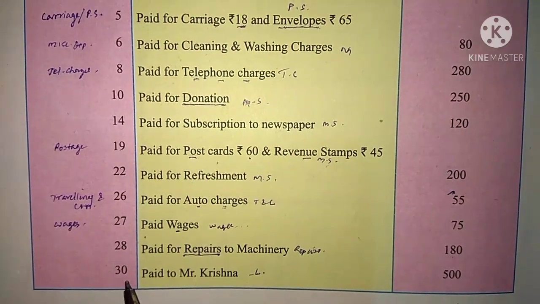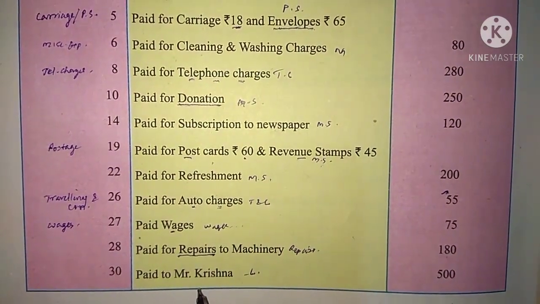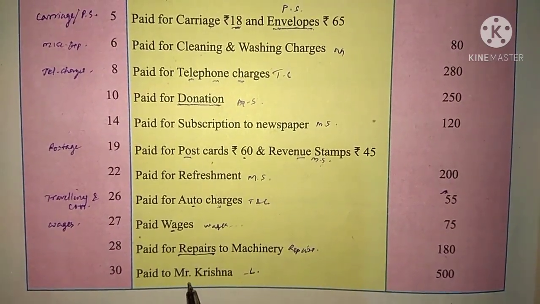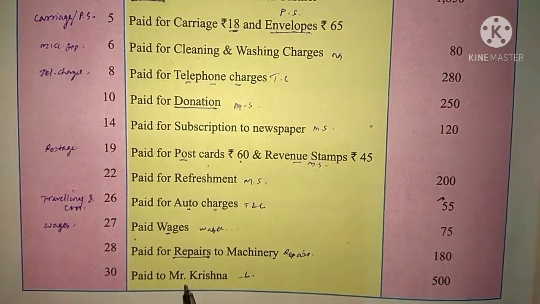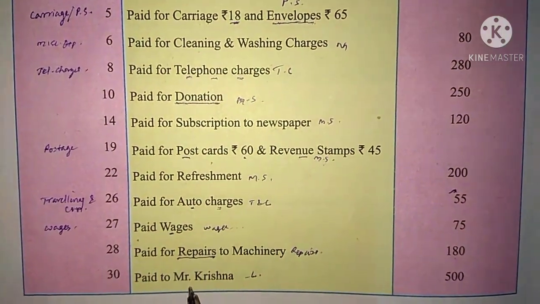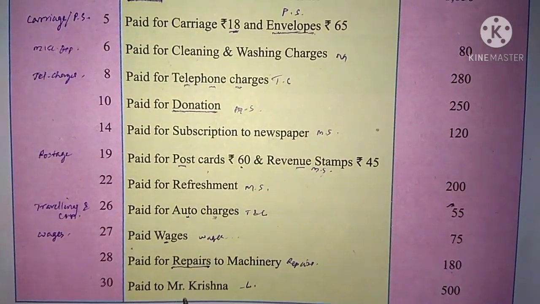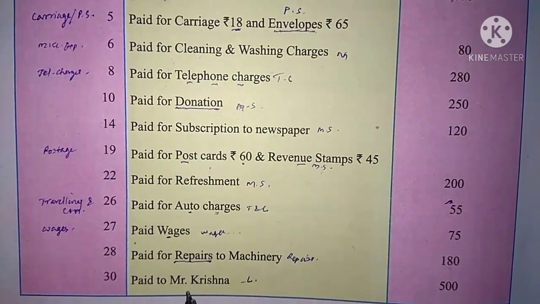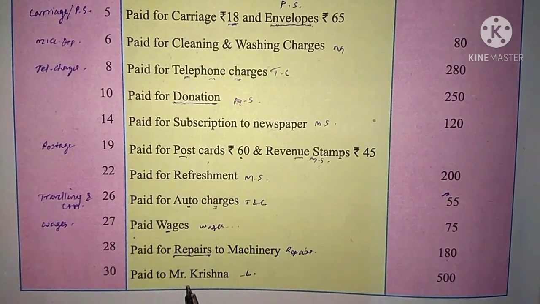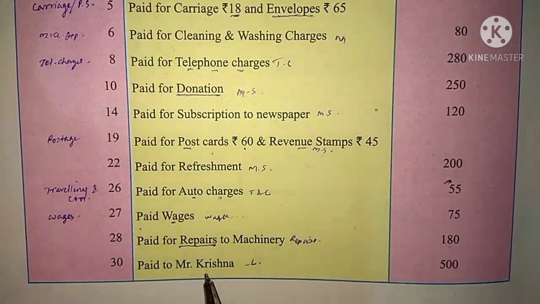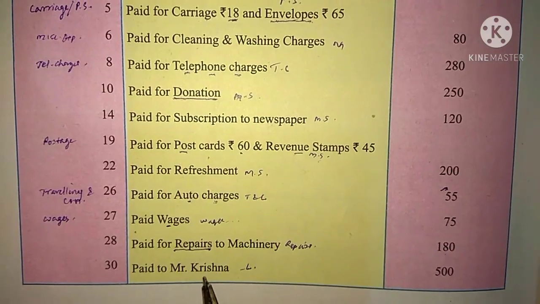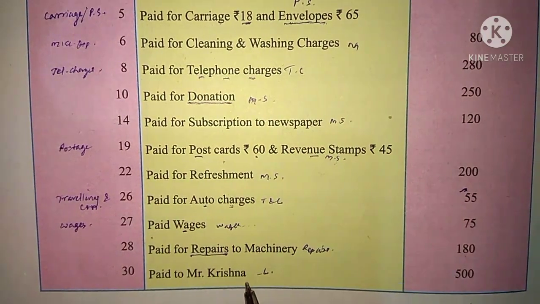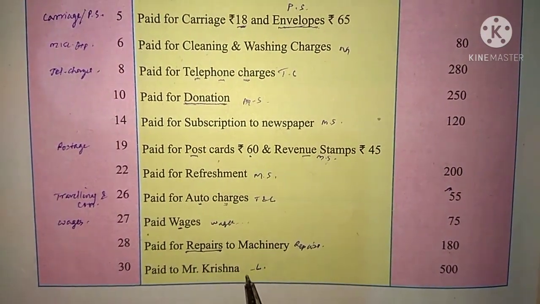And then on 30th, paid to Mr. Krishna. I taught you in the theory that in petty cash book, whenever the petty cashier remits money to any individual account, so especially whenever any payment is made to the name of a person, for that we have to prepare one common accounting head, that is the ledger account. So this transaction will be posted to the ledger account.